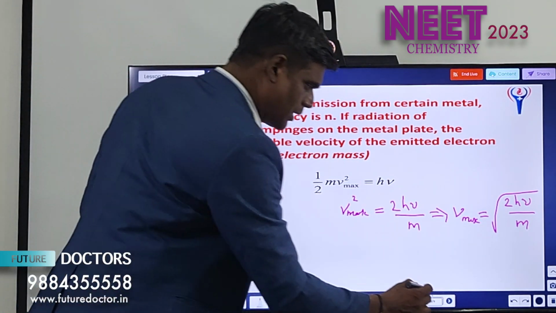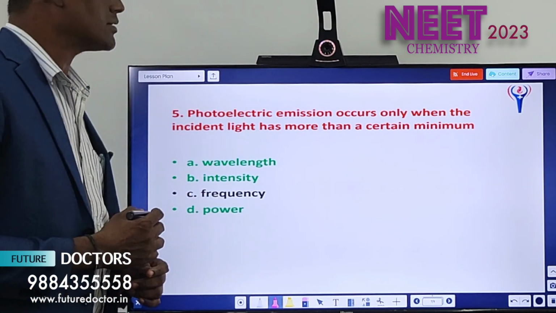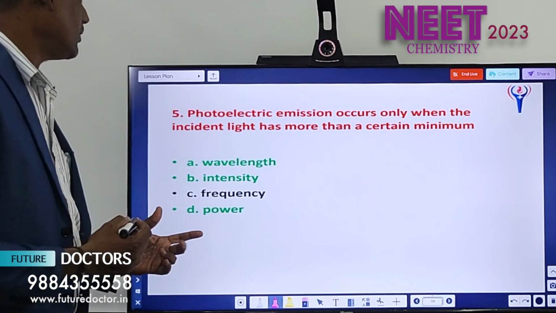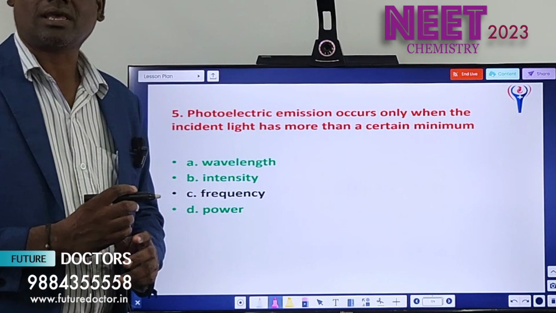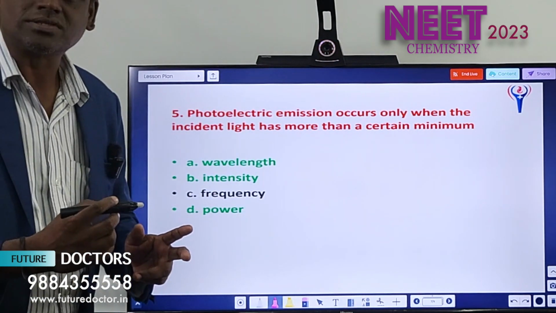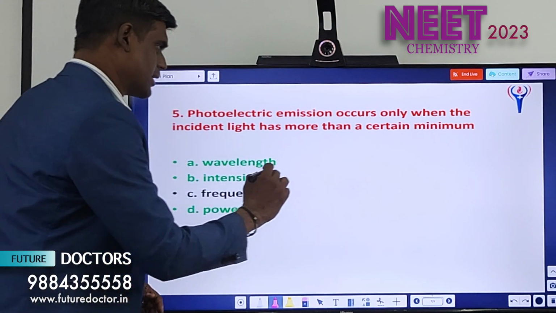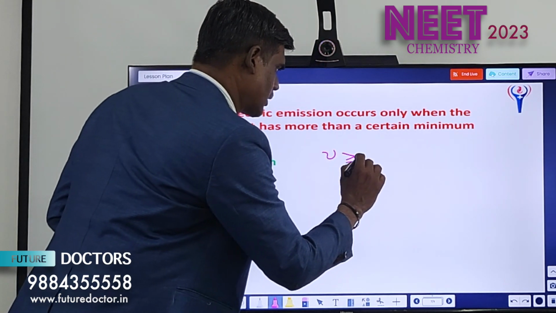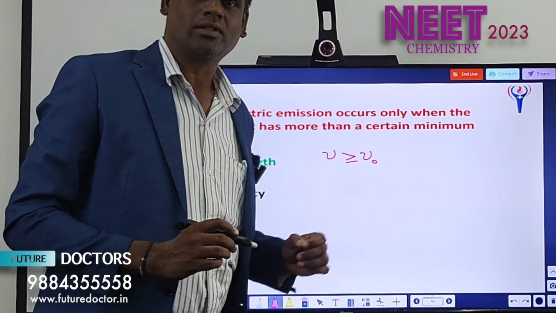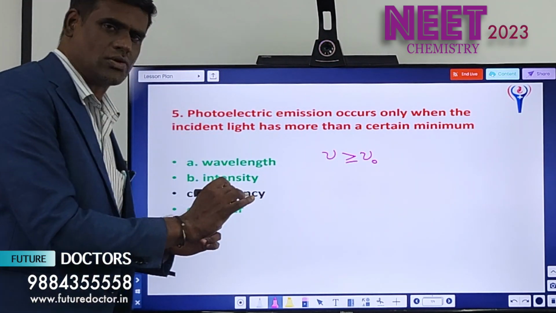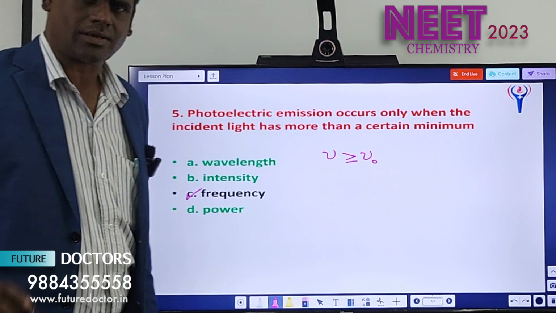Let's move to question number 5. Photoelectric emission occurs only when the incident light has more than a certain minimum dash. Already we know photoelectric emission will occur only when the frequency is equal to or greater than the frequency called threshold frequency. So here frequency only plays a role. Therefore, nu must be greater than or equal to nu naught. Nu is the incident frequency and nu naught is the threshold frequency. Therefore, frequency is playing the vital role. So option C, frequency, is the correct answer.